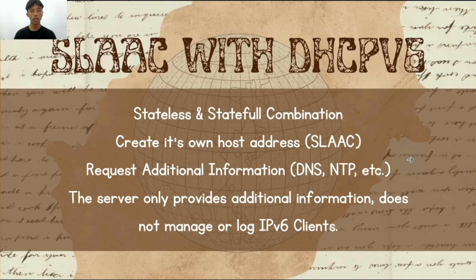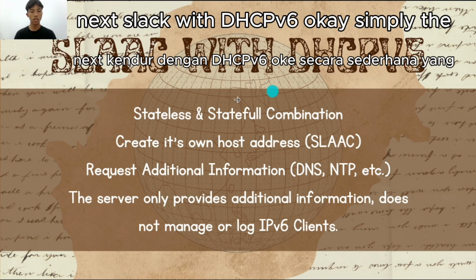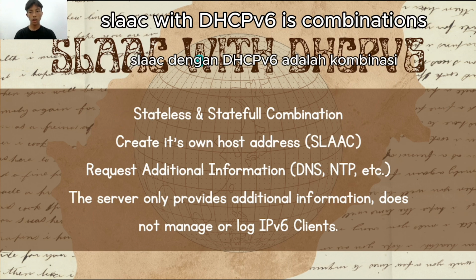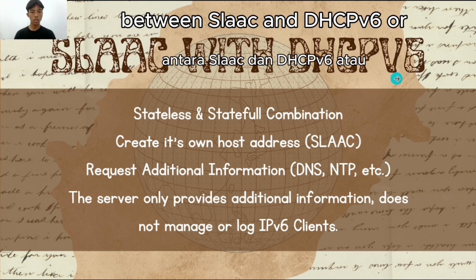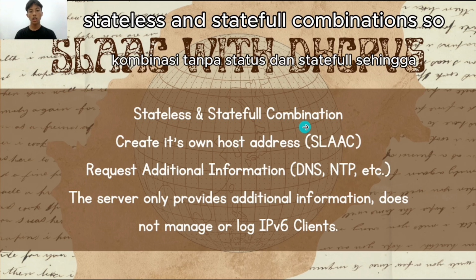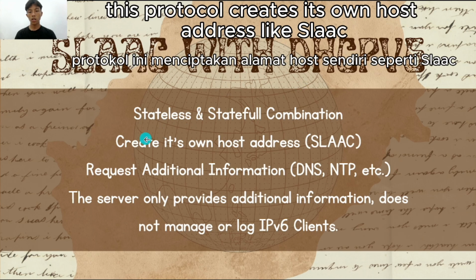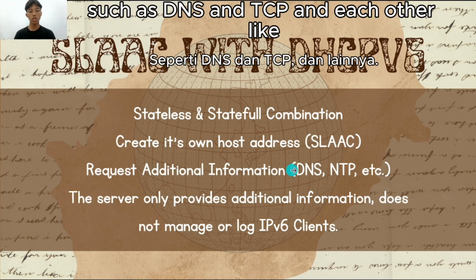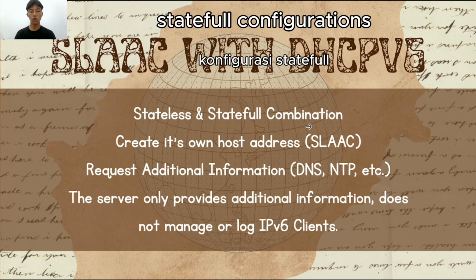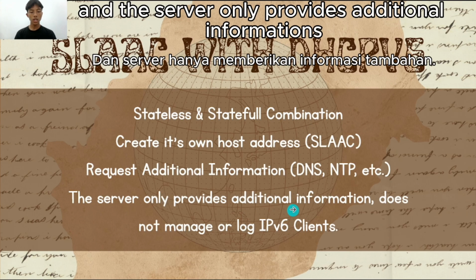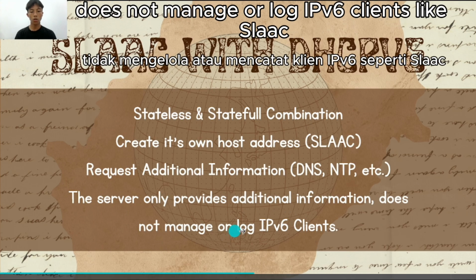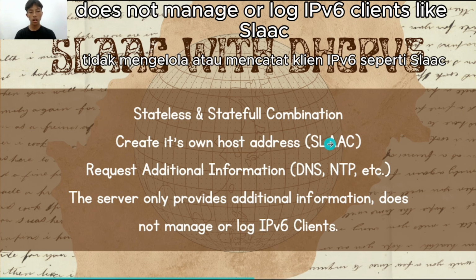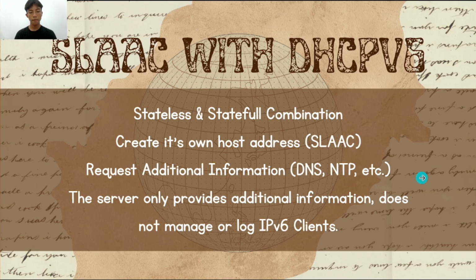Next, SLAAC with DHCPv6. Simply, this is a combination of SLAAC and DHCPv6, or stateless and stateful. This protocol creates its own host address like SLAAC and then requests additional information such as DNS and NTP, like the DHCPv6 server or stateful configuration. The server only provides additional information and does not manage or log IPv6 clients, like SLAAC or stateless configuration.